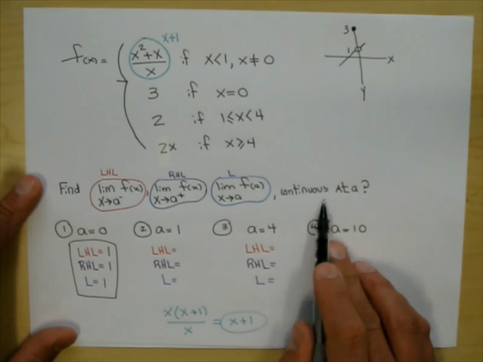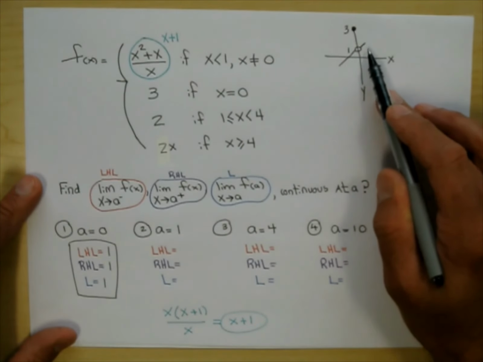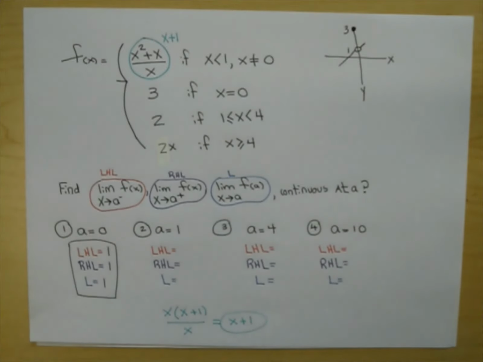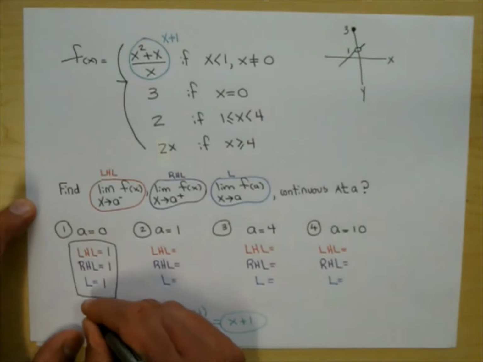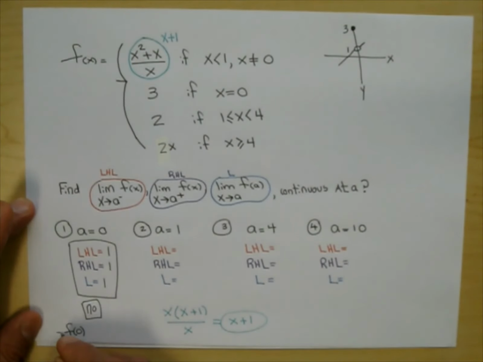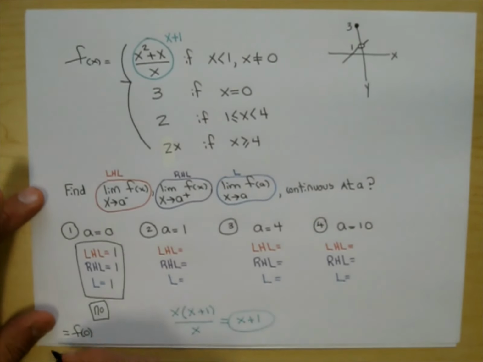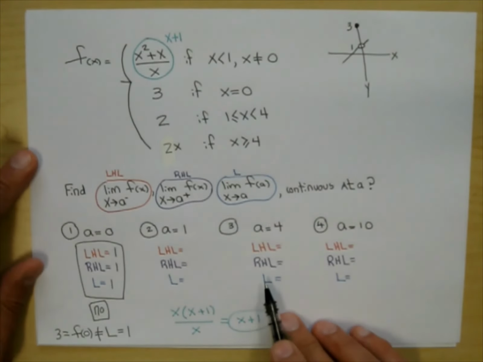Now, is it continuous at 0? Can you draw this without lifting your pencil? No, it's not continuous at 0. The reason it's not continuous is because f of 0, which equals 3, does not equal the limit, which equals 1. Okay, let's continue on here.